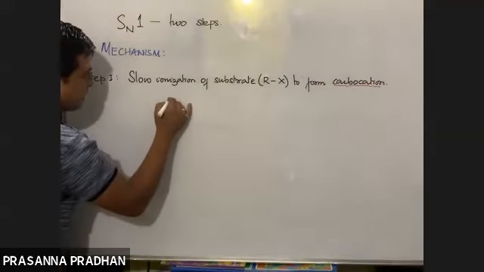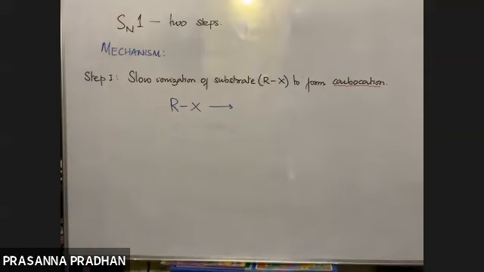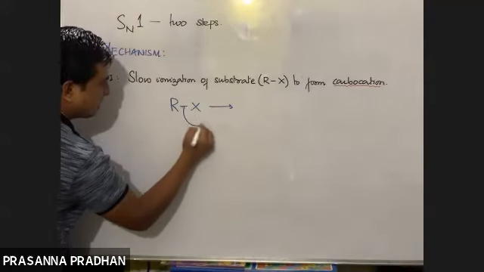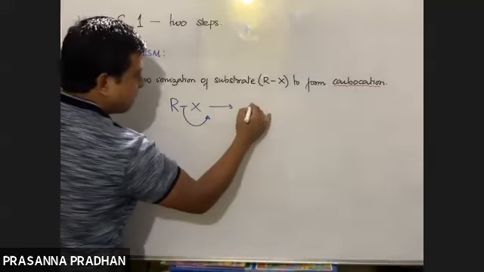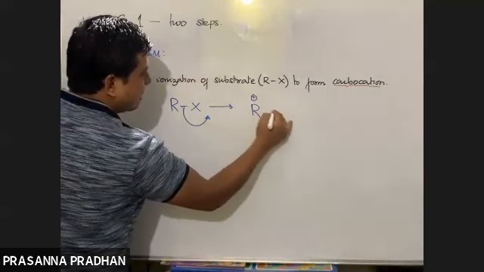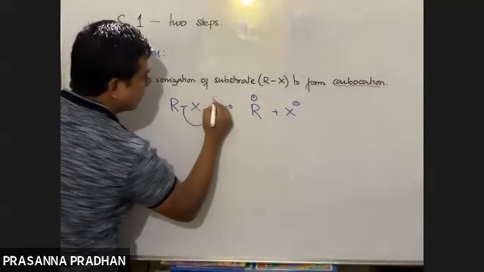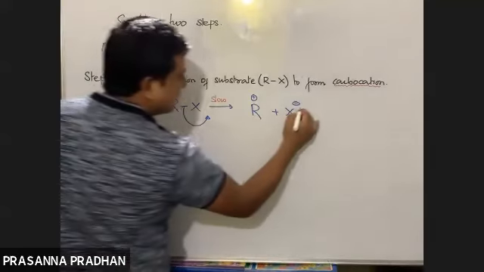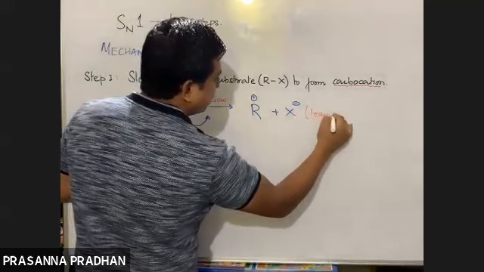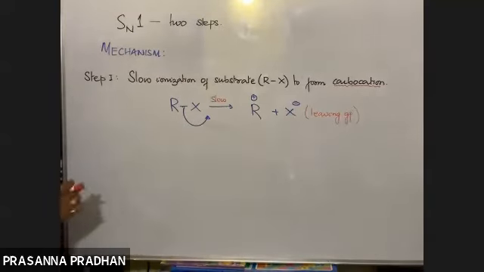So how is it formed? Let us see. We have an alkyl halide like this. Now the halogen is more electronegative, so it pulls two electrons towards itself and the C-X bond gets broken. R acquires a positive charge and X acquires a negative charge. This step is the slow step. The group which leaves along with its electrons is also known as a leaving group. A carbocation is generated in the first step.